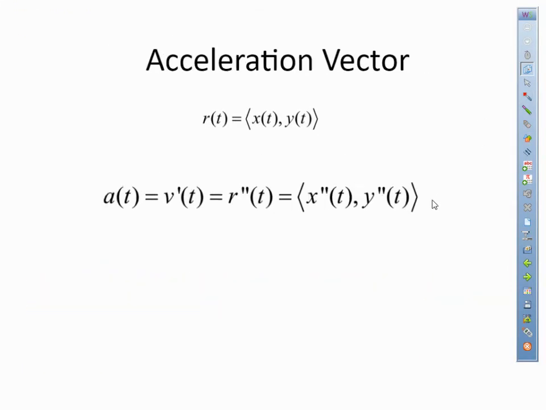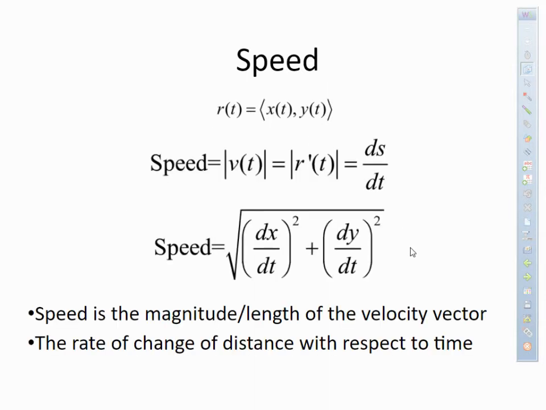The acceleration vector we've already worked a little bit with. When you're given your position, you know the first derivative is velocity, and then the derivative of velocity, which is the second derivative of your position, is going to be your acceleration. So your acceleration vector is going to be x double prime and y double prime.